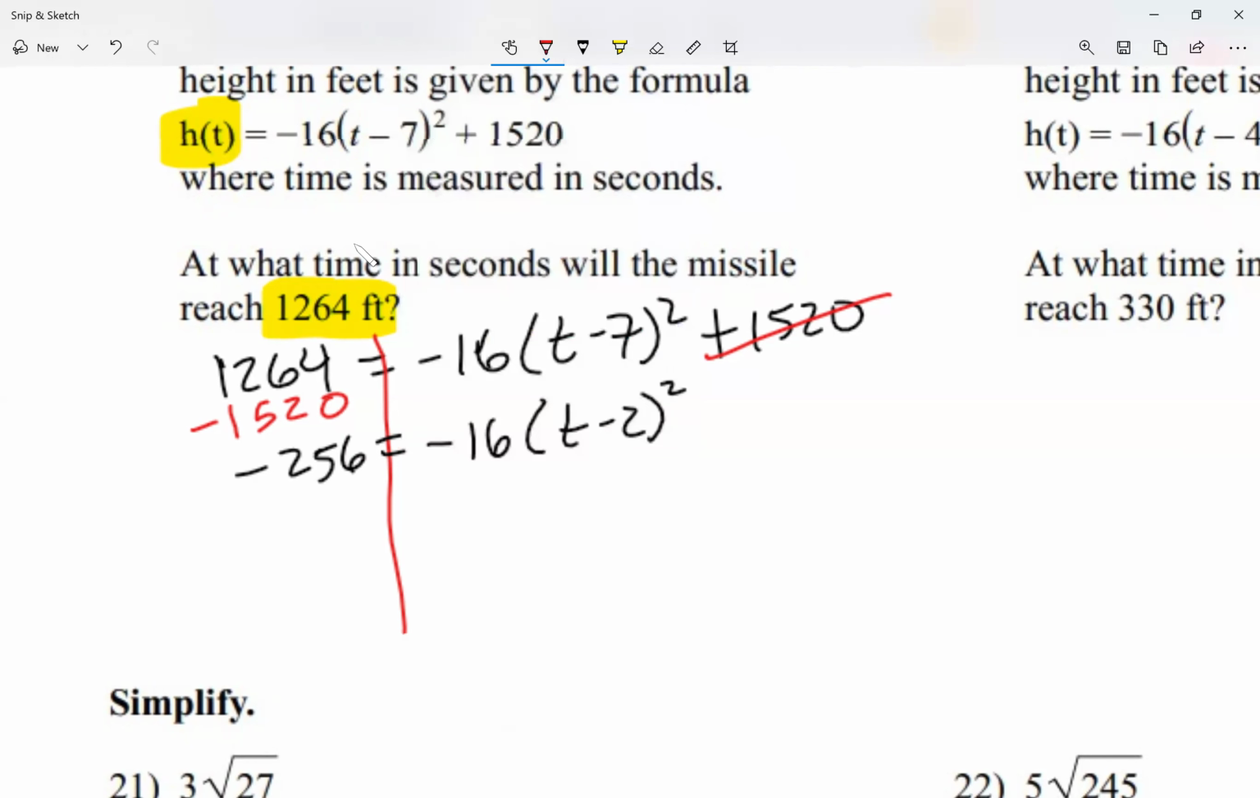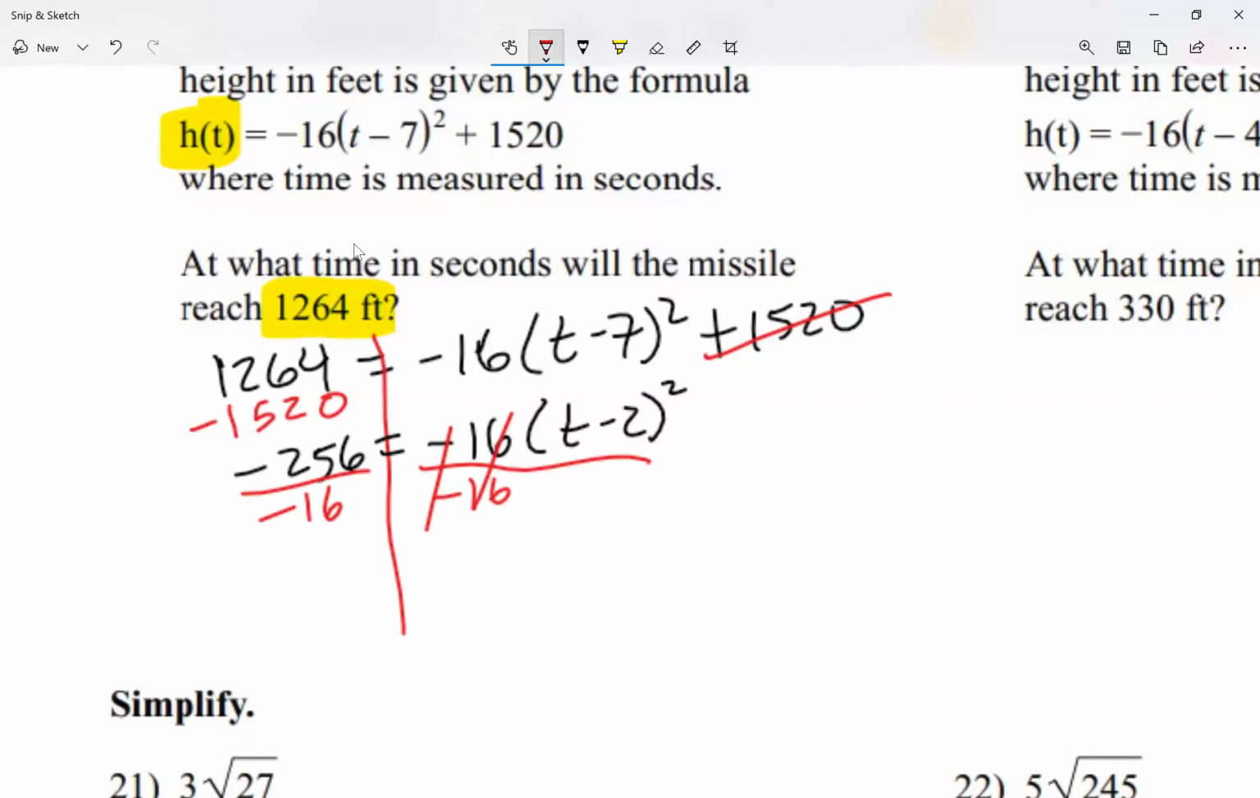Now, let me divide. Don't be afraid of the negative signs there. Let me divide both sides by negative 16. So I'm trying to get rid of that. On the left side, I know negative divided by negative is positive. 256 divided by 16 happens to be 16. Is equal to (t minus 7) all squared.